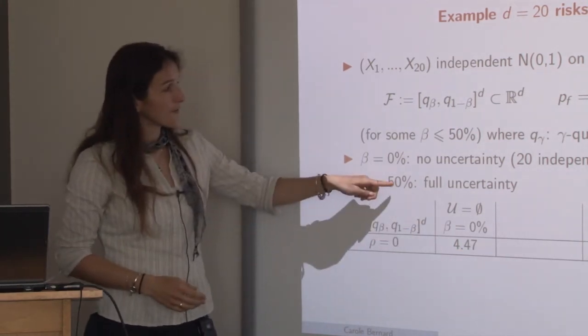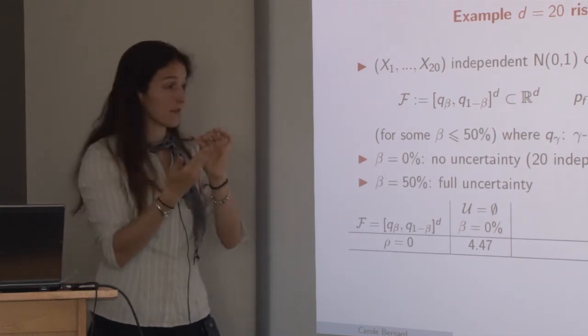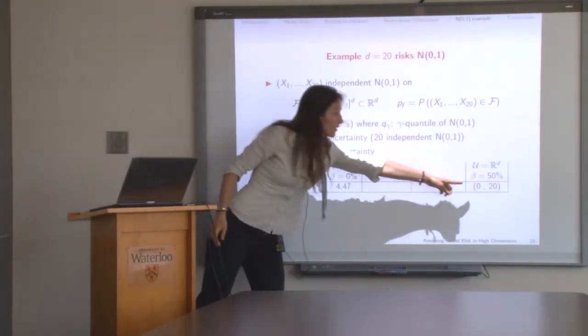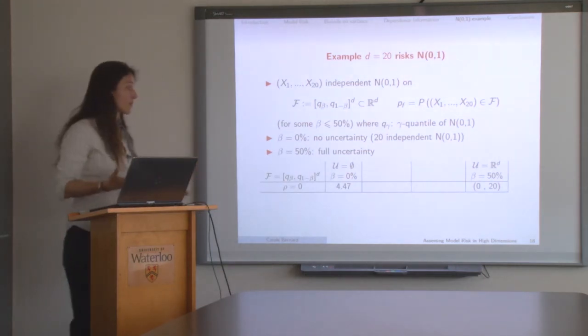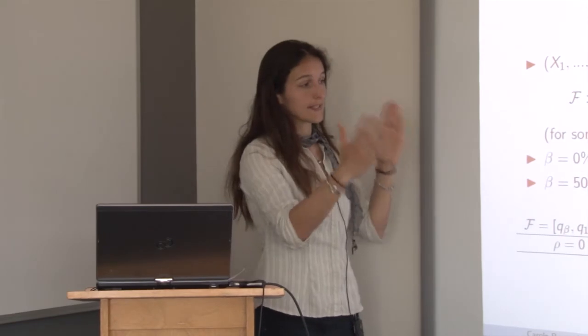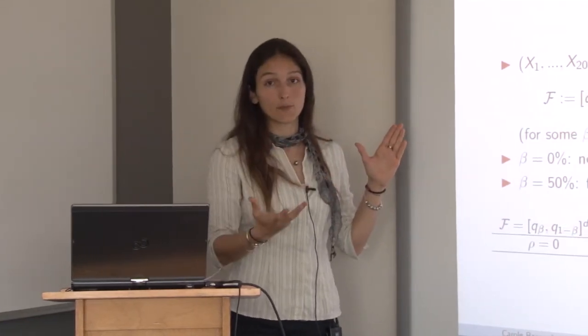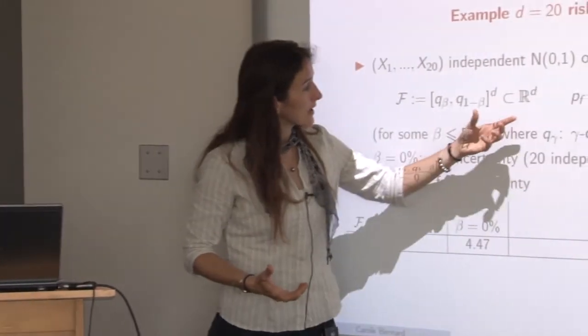Now, if beta is 50%, then F is just 1 point. So it's like you don't trust anything, and you find back the bounds 0, 20 in the case where uncertainty is everywhere. The only thing you know is that the marginal distributions are N(0, 1). Now, what happens if you add information?